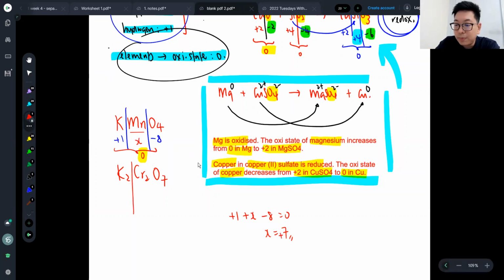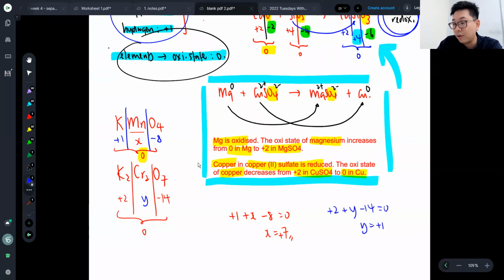Another one here, I'm going to split into elements. Oxygen is -2, and 7 oxygen atoms is -14. Potassium is +1, and 2 of them is +2. I want the overall charge to be 0. Once again, if you cannot do it, let this be y. So +2 plus y minus 14 equals 0. y is +12, so this number here is +12. But I want the oxidation state of each chromium atom, not 2, and therefore the oxidation state of chromium is +6. You just divide that by 2.